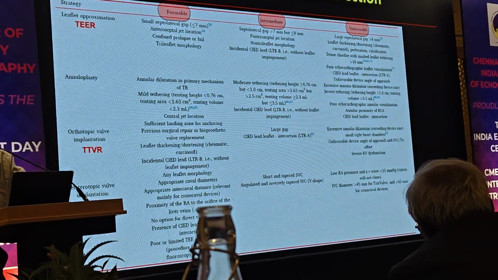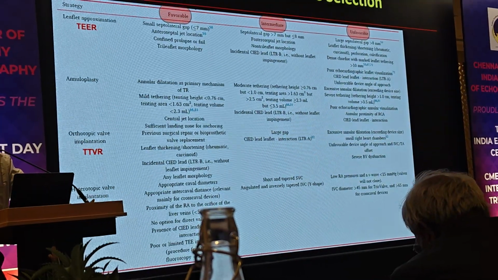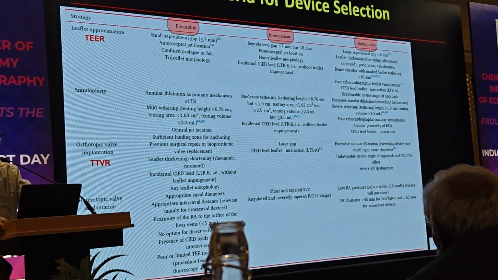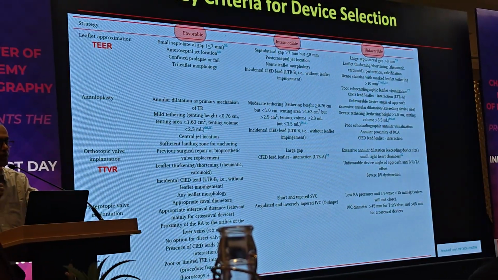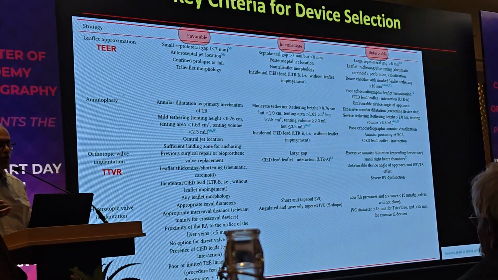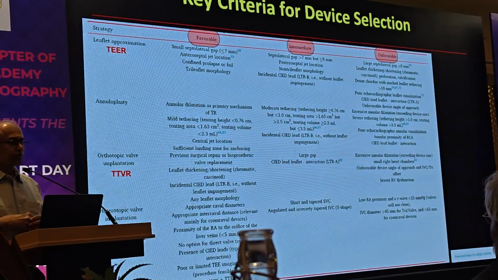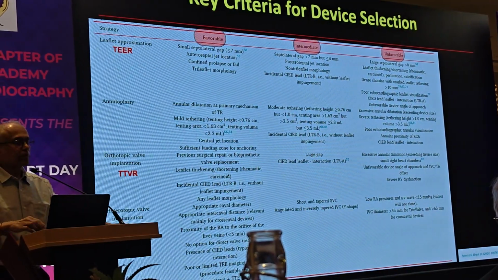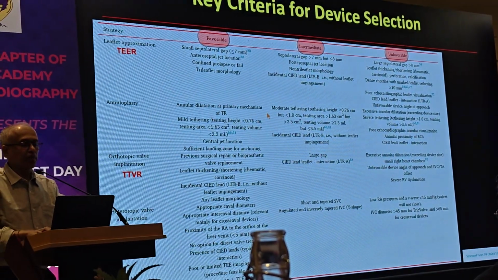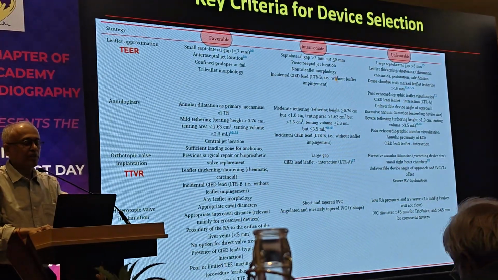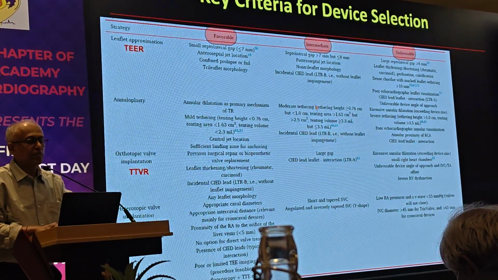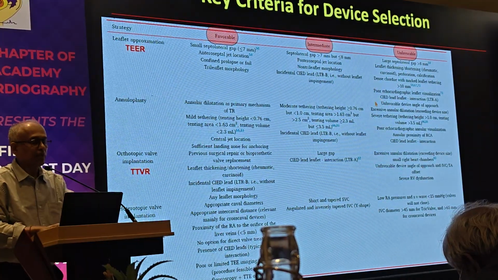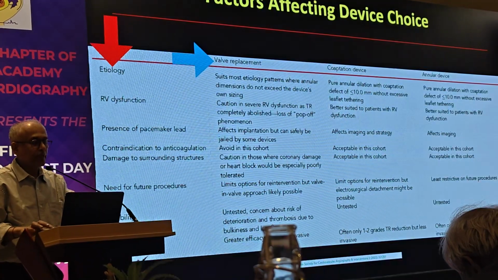Now, the key criteria for device selection: you have something which is favorable, something which is intermediate, and then unfavorable. I'm not going to go through all of them, since this is more like a revision of all the numbers which you've already gone through. But for the leaflet approximation, as you can see here, it has its own table, and these are widely available. You can just look at it and use this comparison and decide which patient is favorable, which is unfavorable, and which is intermediate.